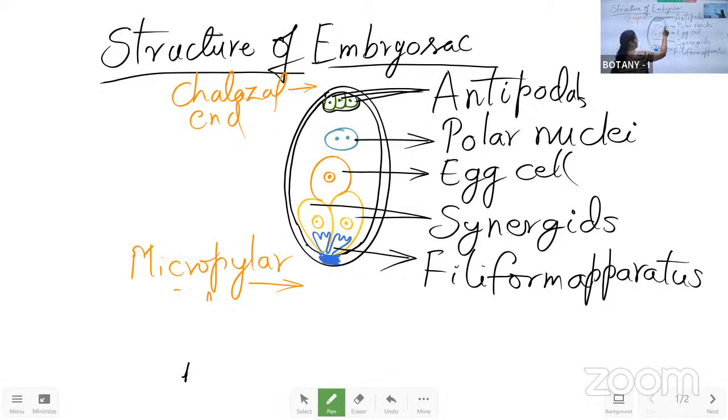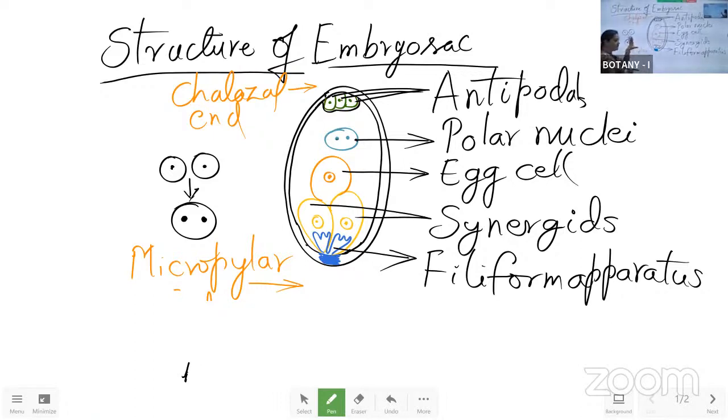After some time, after attaining maturity, the cells which are present will fuse together. They will fuse together to form only one cell. That is, cytoplasmic fusion occurs here, but the nuclei remain free. So in one single cell, we can see two nuclei. That is the central cell. I said not the polar cell, it's the polar nuclei. These are the two nuclei. So that is the central cell.